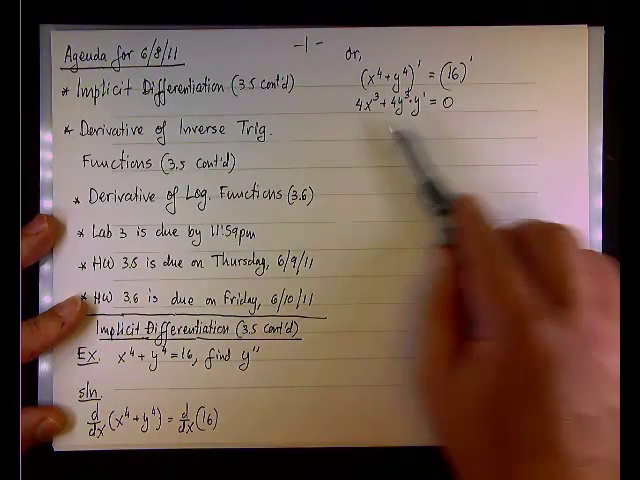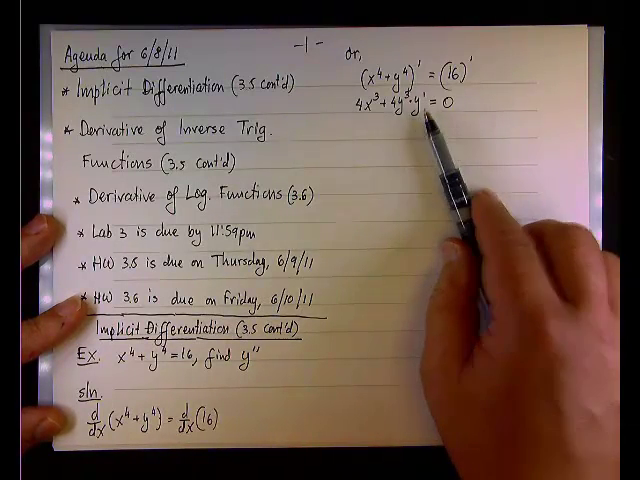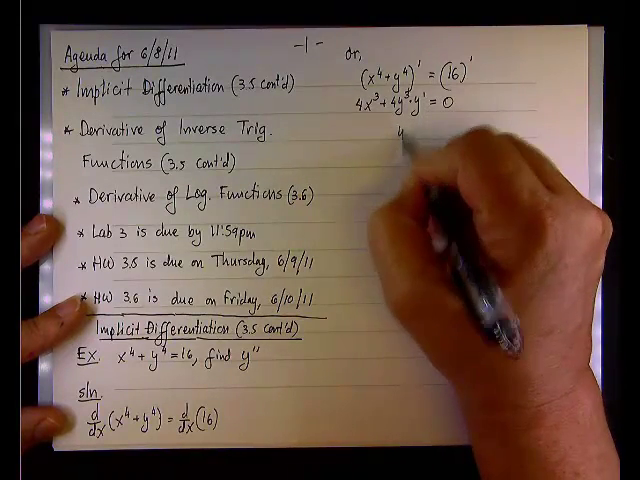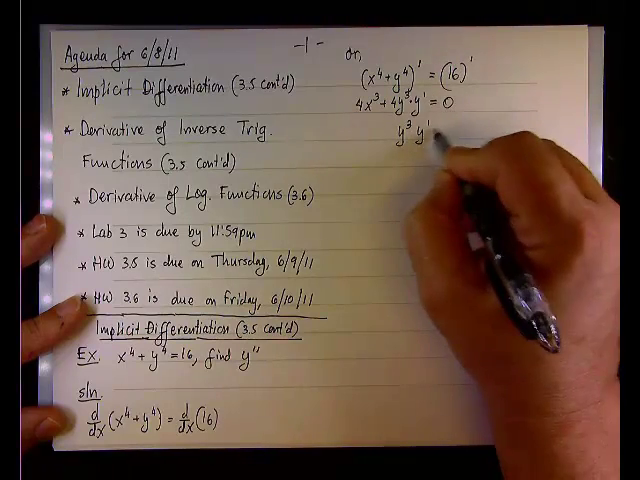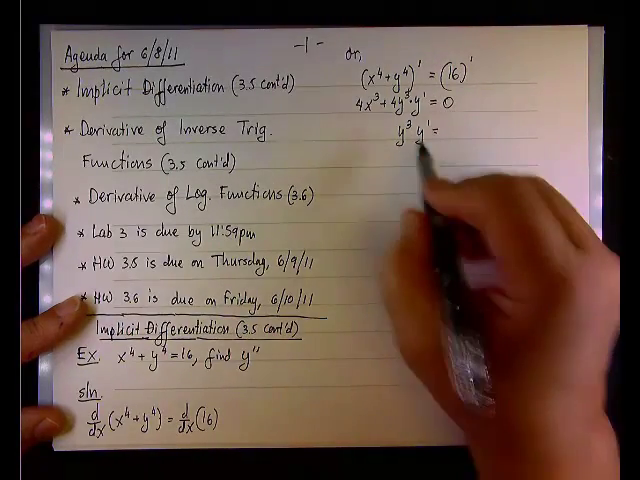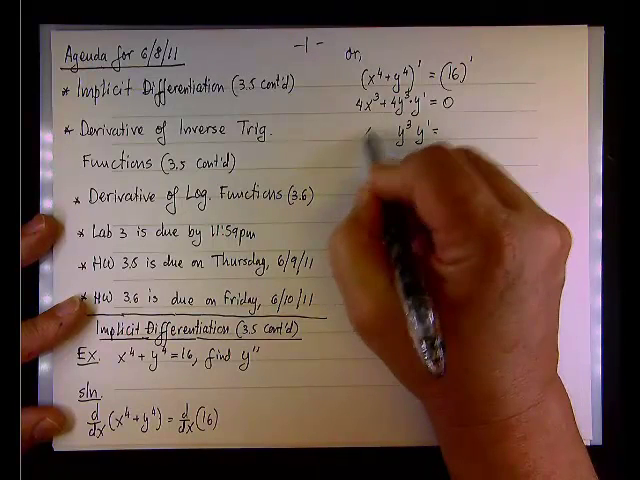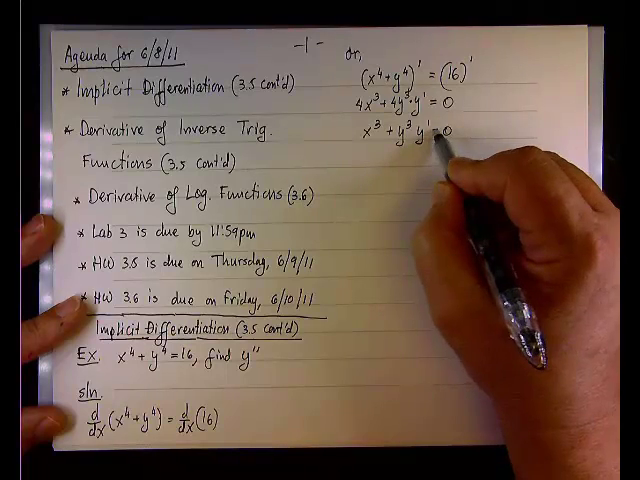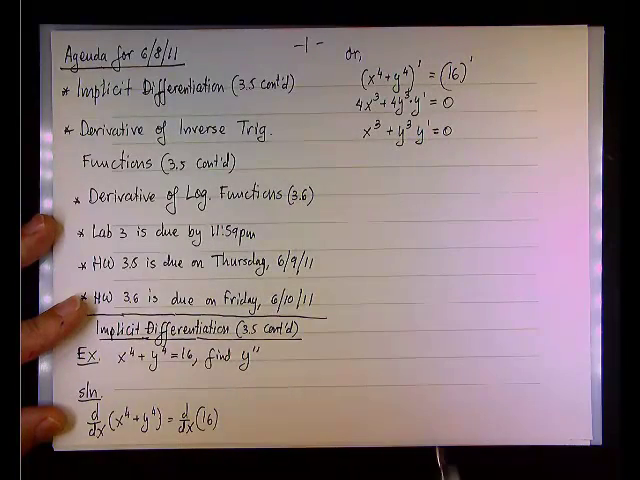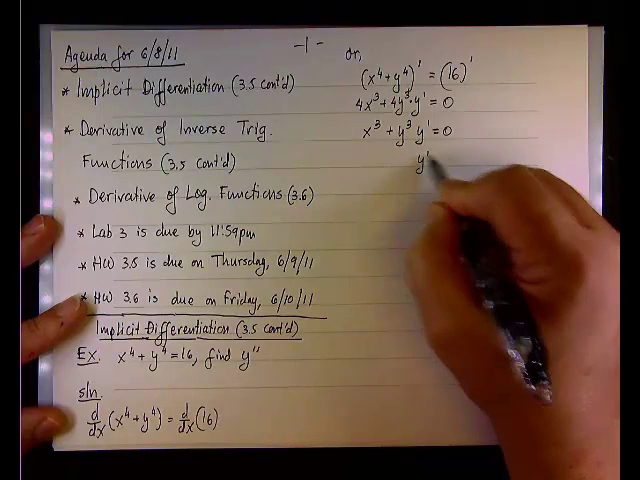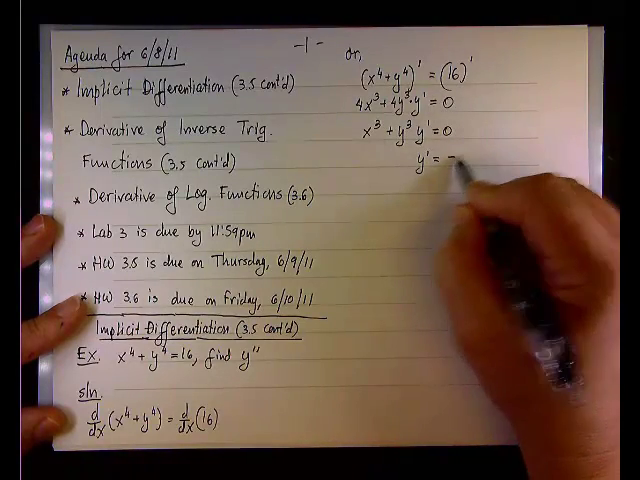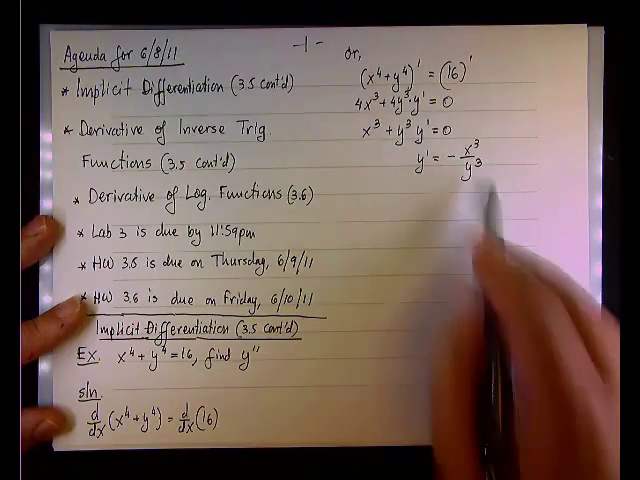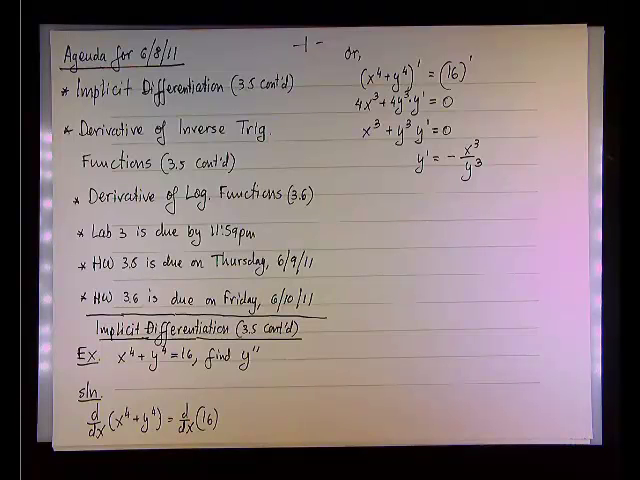So let's continue to work on this one. We can divide everything by 4. Actually, I'm going to keep it: x cubed plus y cubed y prime equals 0. I'm going to keep it because I'll go back to it, and then finally we'll solve for y prime. So we subtract x cubed, move it to the right side, and we divide by y cubed. And this is the first derivative.